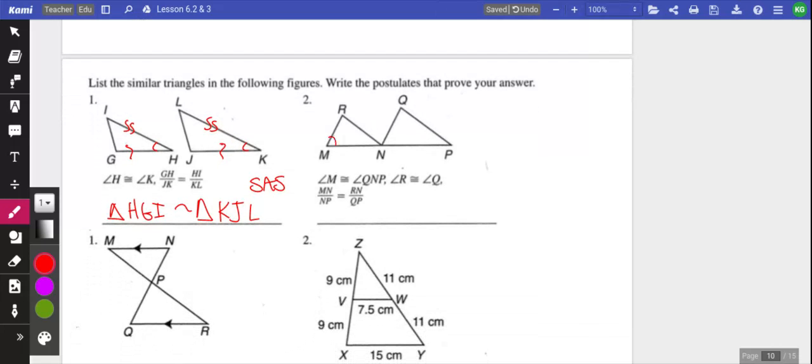This one says M is congruent to Q, NP, which is this one. R is congruent to Q, and MN is similar to NP, and RN is similar to QP. So I have triangle MRN similar to triangle NQP by angle, angle.